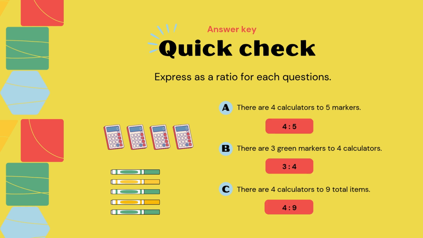So it's 4 to 5 for A, 3 to 4 for B, and 4 to 9 for C.